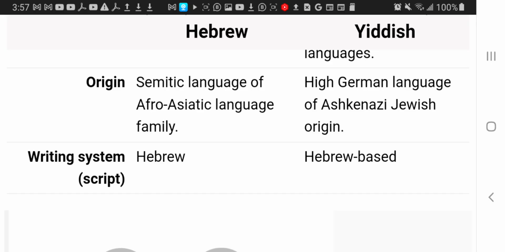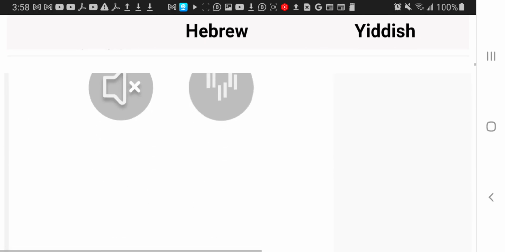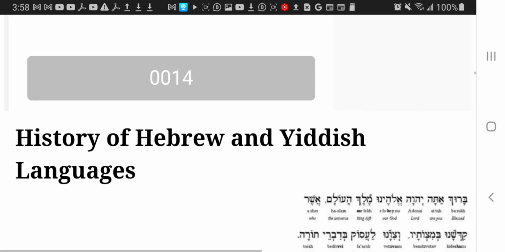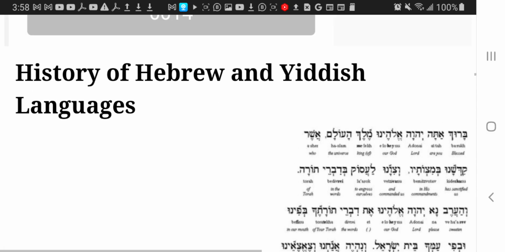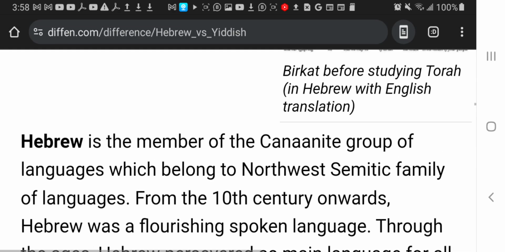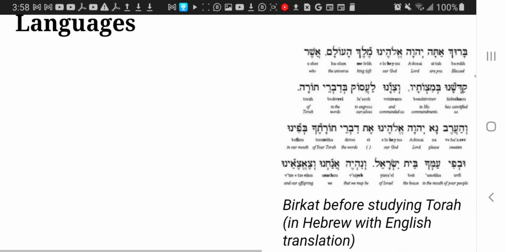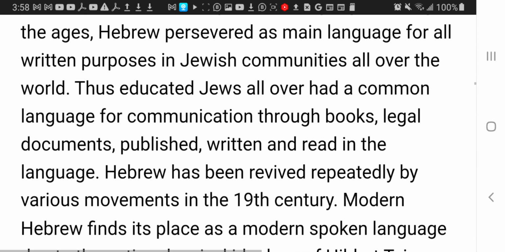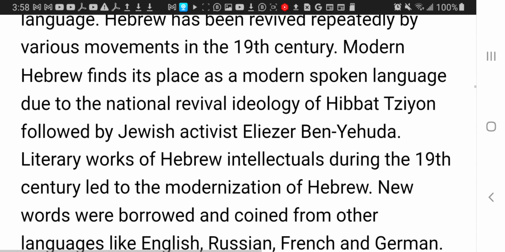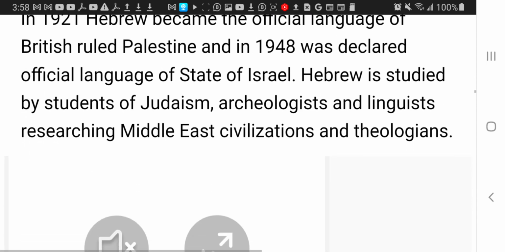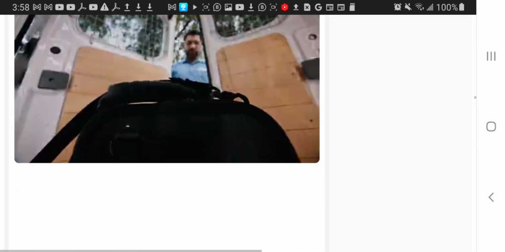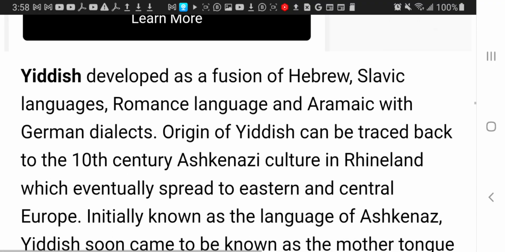But the Yiddish, what is their writing system? You see what it says: Hebrew-based, right? They didn't even say Hebrew, but they say Hebrew-based. Let's have a discussion on what's the difference right there. So right here, history of the Hebrew, the languages. We can go into this and the Yiddish languages. There's more on this, which I'd like to pick up in a further exploration, right?